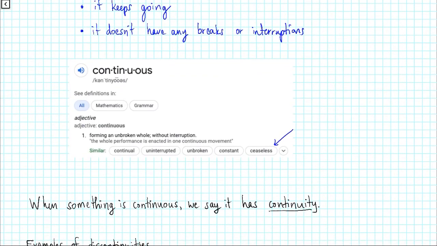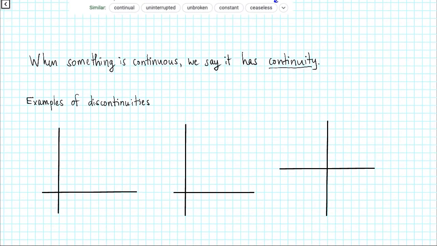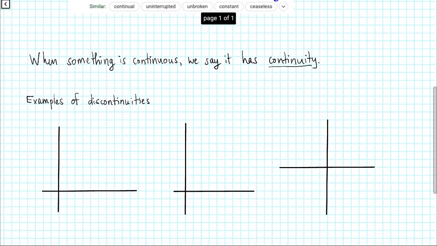When something is continuous, we will say it has continuity. If it is not continuous, we will say discontinuous, or we will say that it has discontinuity. So let's look at some examples of discontinuities, and I want you to think about this, and you can pause the video and see if you could imagine what a graph of a function might look like if it has some discontinuities, keeping in mind that we're thinking about continuity as being something that has no breaks or interruptions. So see if you can draw a graph of something that is not continuous.